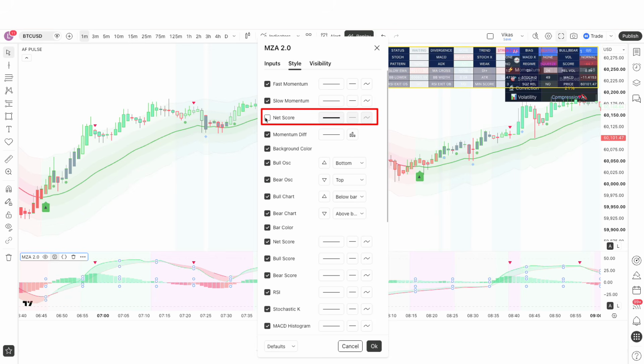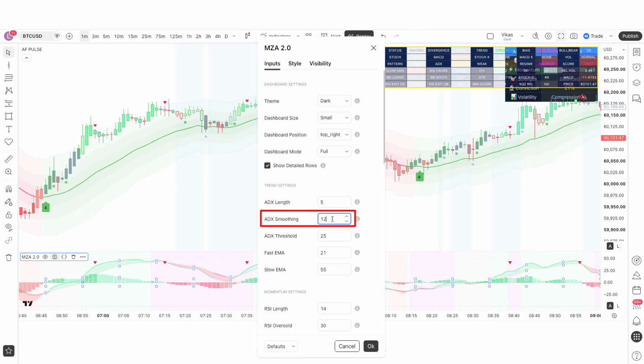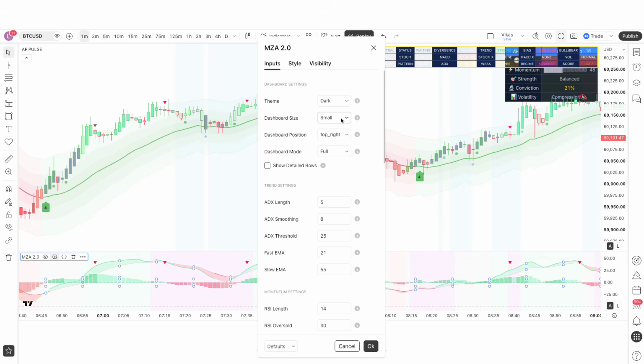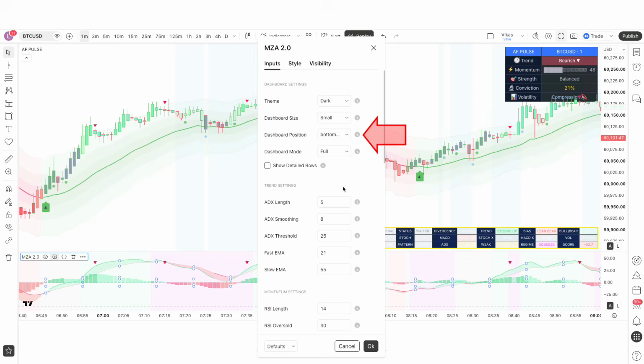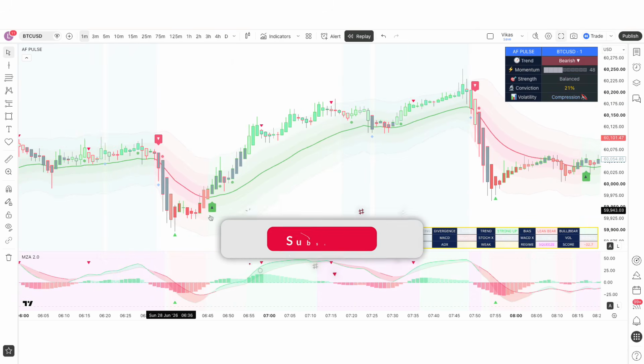If there are any options you wish to hide, change ADX length 14 to 5, and change ADX smoothing 14 to 8. Then change dashboard position, top right to bottom left. Finally, click OK. Our complete trading setup is now ready.